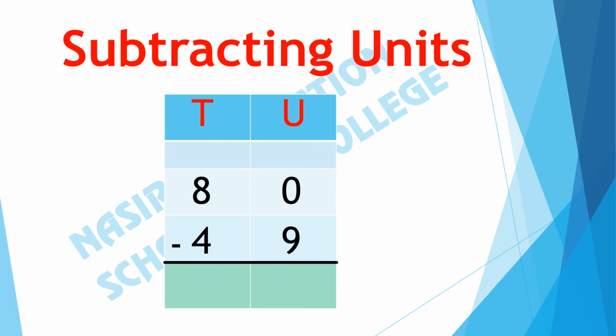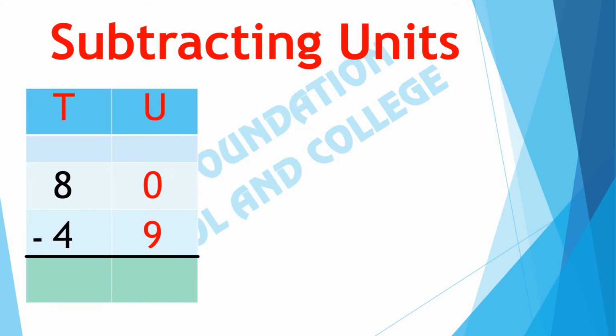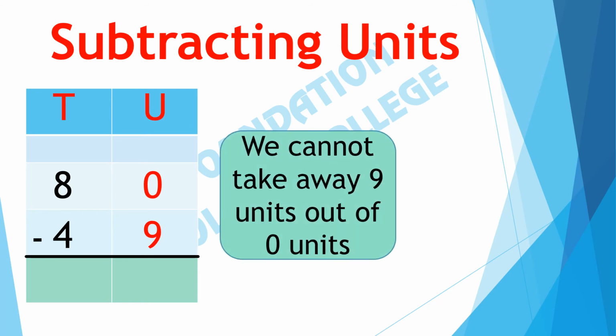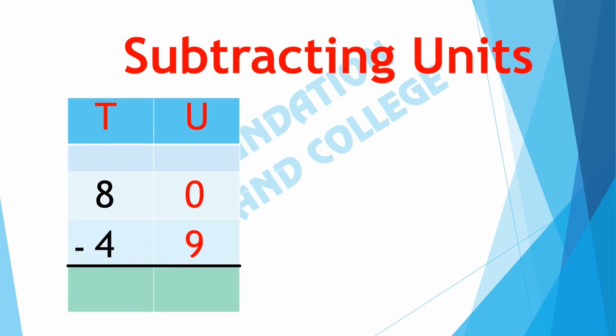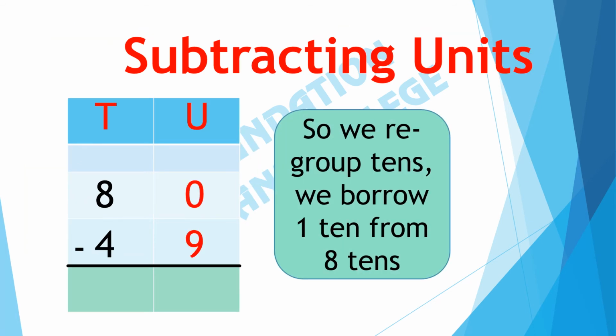We will use sign of subtraction here. We have to subtract 9 units out of 0 units, but we cannot take away 9 units out of 0 units. So, we borrow 1 ten from the 8 tens. We regroup the tens and we will take 1 borrow from the 8 tens and here we are left with 7 tens now.